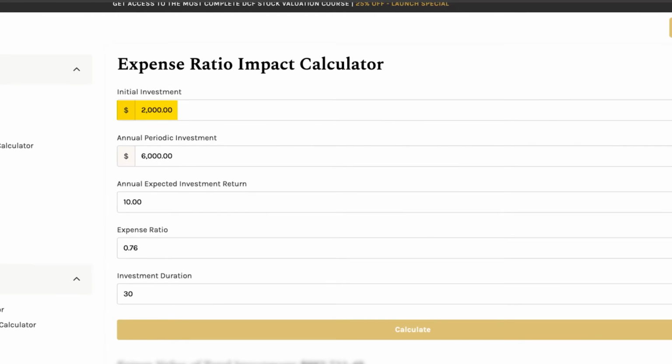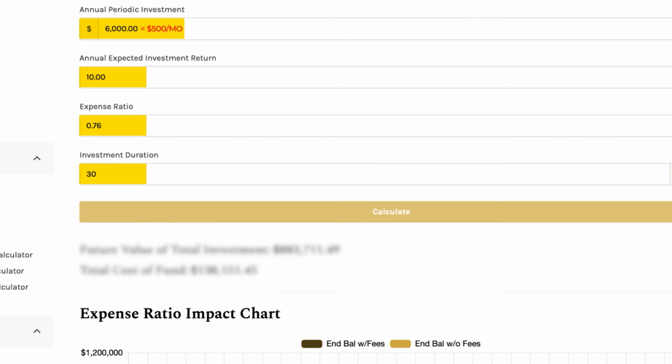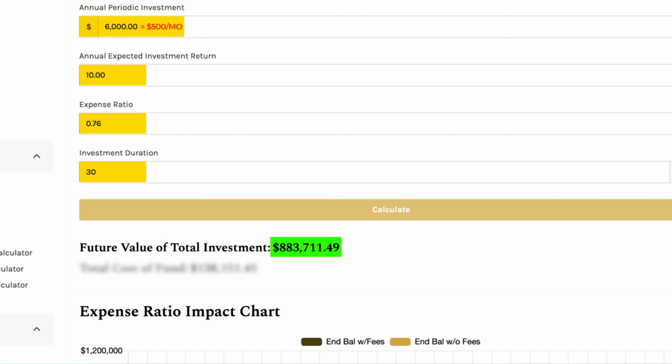So let's say that you have $2,000 to start investing and you add $500 every month into a fund that averages 10% per year, but it is actively managed and charges you 0.76% of an annual expense. If you do this for 30 years, your end portfolio would be $883,000, which sounds great, but $138,000 of that would have been lost because of fees.